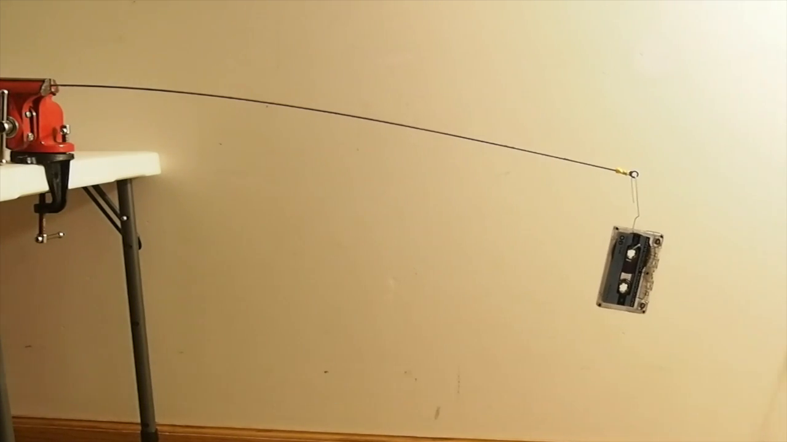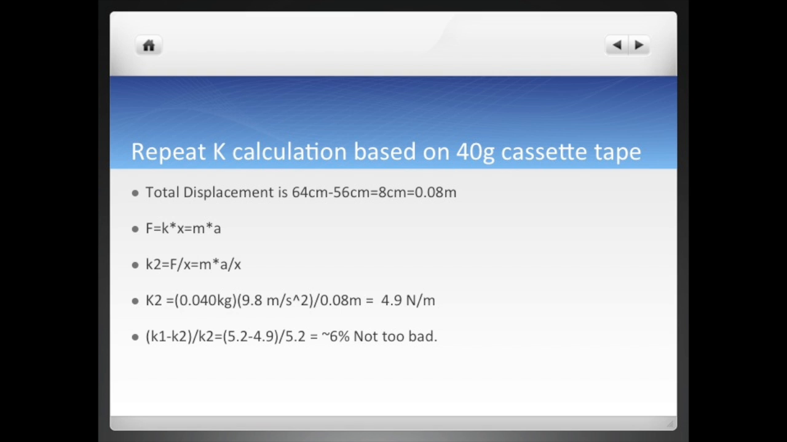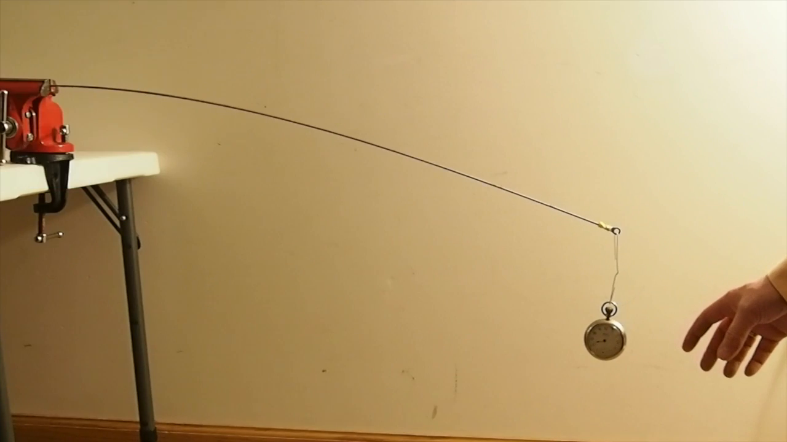So this time we've got a net deflection of about 8 centimeters, plugging the same numbers into the equations. 8 centimeters with a 40-gram mass and the acceleration due to gravity gives us a spring constant of 4.9 newtons per meter, which is within about 6% of the original spring constant, so not too bad.